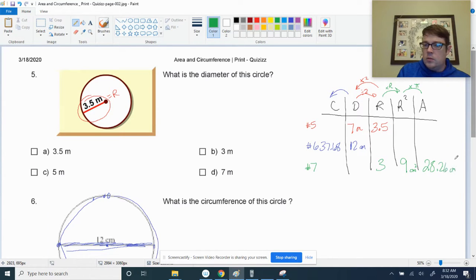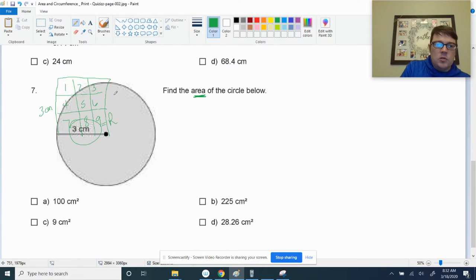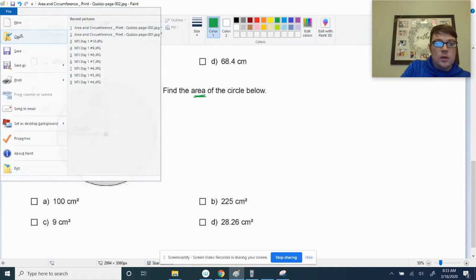28.26 centimeters squared. And what that's showing is that it would take about 28.26 of these little boxes to fill in this entire square because it's area. We're finding the area. So that's number 7. You have 28.26. We only have a few more left. So let's open up the last couple of pages and let's do this.